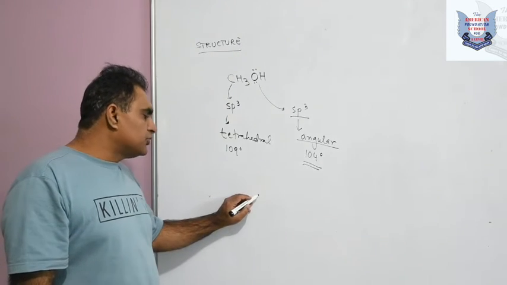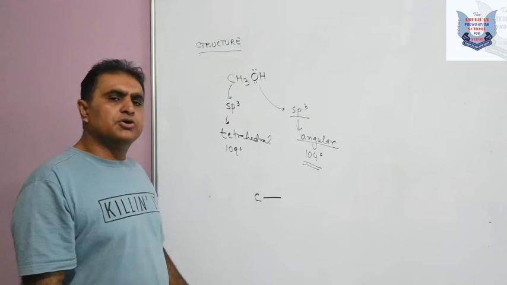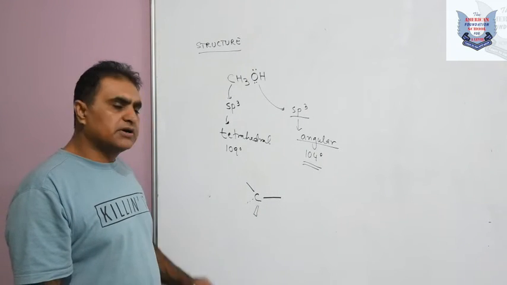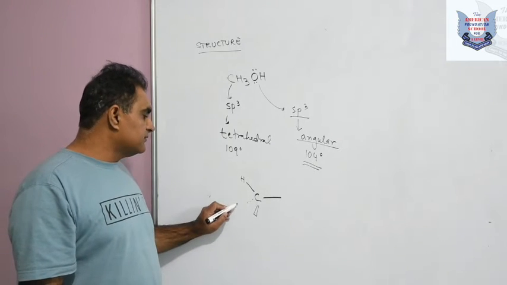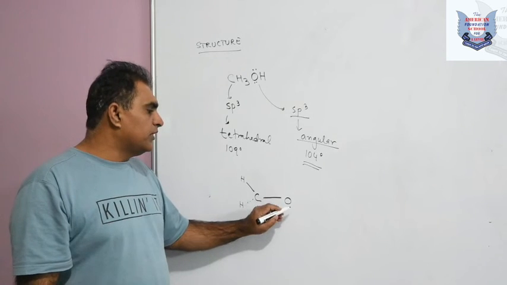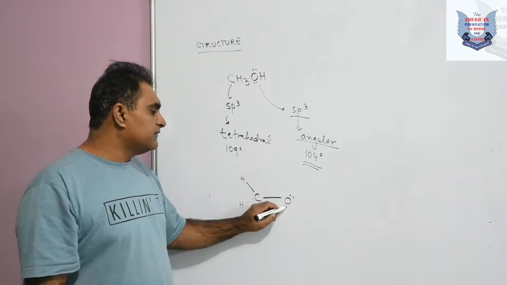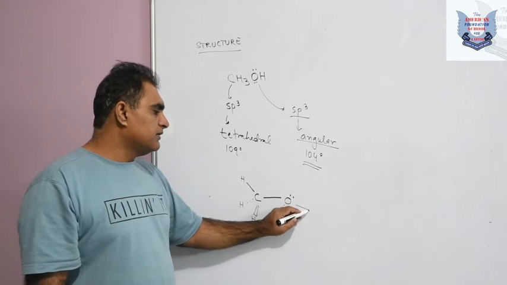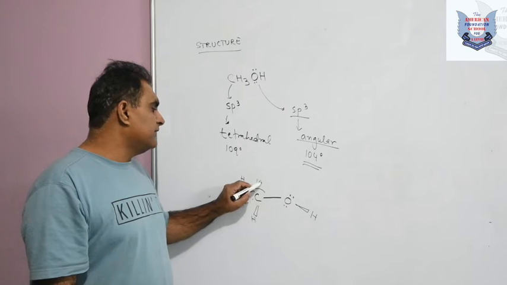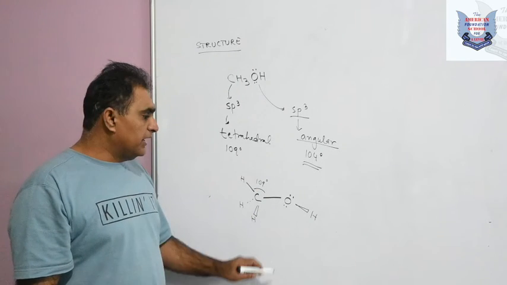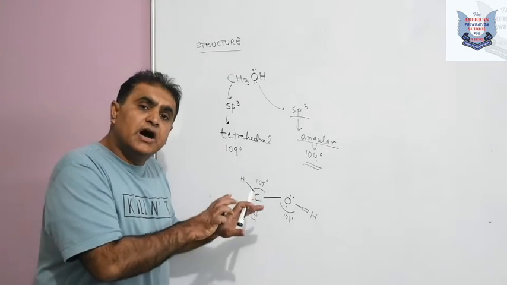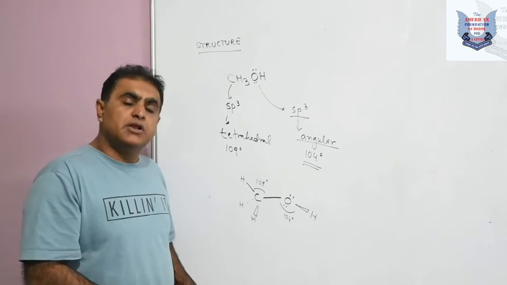So now when you draw the structure of the molecule, this is carbon, 2 lines, 1 broad, 1 dotted line, and this carbon has 3 hydrogens. This carbon is connected with 1 oxygen and oxygen has 2 lone pairs, and then the bond angle here is 109 degrees, and here the bond angle is 104 degrees. So this is how to draw the structure of an alcohol molecule.